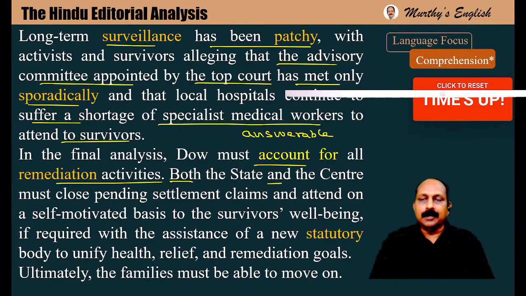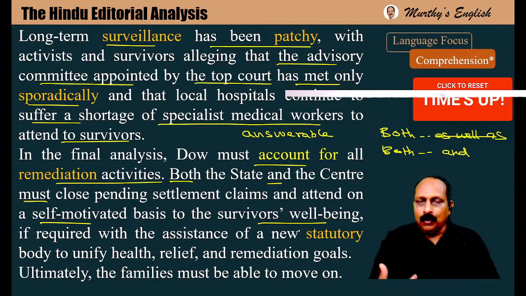What is a common error? Both, as well as. Right or wrong? Wrong. Both always takes both and. Both the state and the center must close pending settlement claims and attend on a self-motivated basis to the survivors' well-being, it is the opinion of the writer, if required, with the assistance of a new statutory body. If it demands, they have to establish a new statutory body.